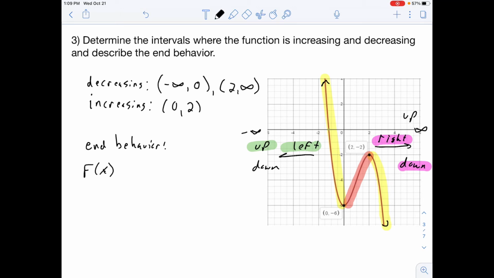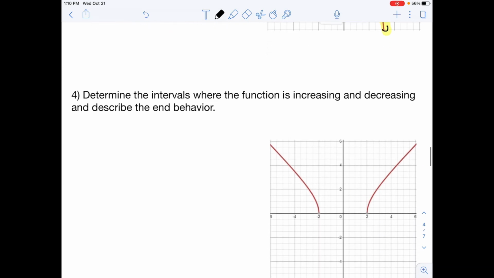So f of x is approaching positive infinity as x, the domain, goes to the left, which is negative infinity. Then f of x is approaching negative infinity as x approaches positive infinity, as we go to the right on the domain. All right, making some progress.